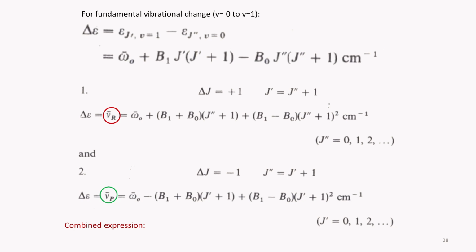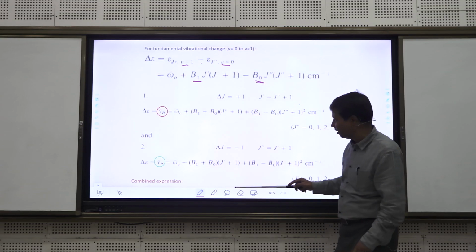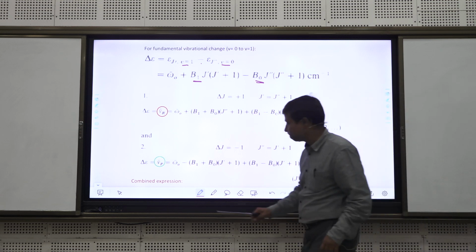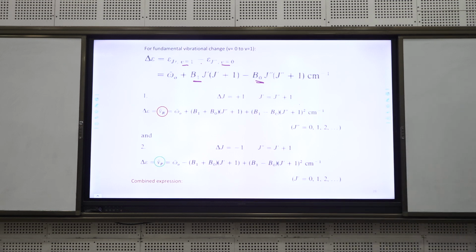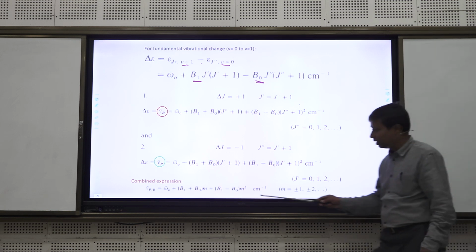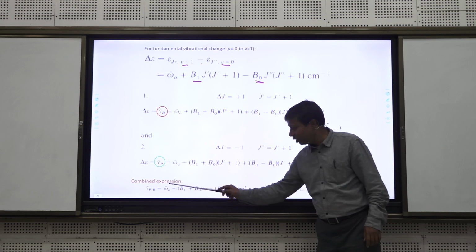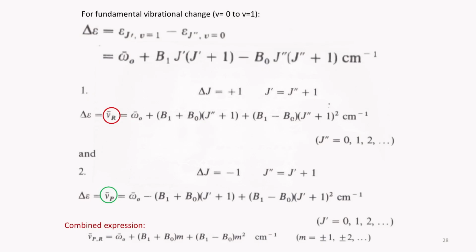Then if you do it the same way, the final expression is: last time you had omega 0 plus 2Bm, this time you have omega 0 plus (B1 plus B0)m plus (B1 minus B0)m squared. Now whether this relation is correct or not, you can check it.